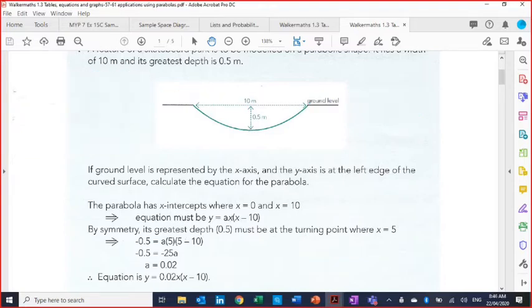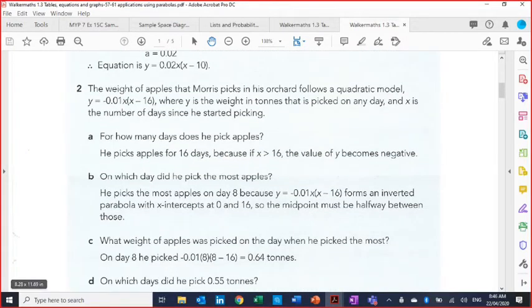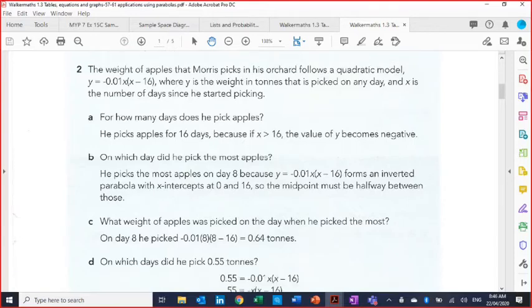Again, you're going to see that most of these have the same kind of idea. This one has lots of questions, but the only thing is that you have to pay close attention to the equations and the information they give you. So, the weight of apples that Morris picks in his orchard follows a quadratic model. Okay, so that means it's a parabola. And the equation, y equals negative 0.01x times (x minus 16), where y is the weight in tons that is picked on any day, and x is the number of days since he started picking.